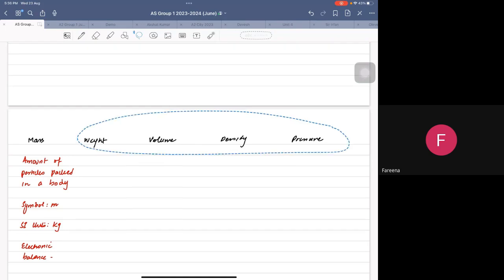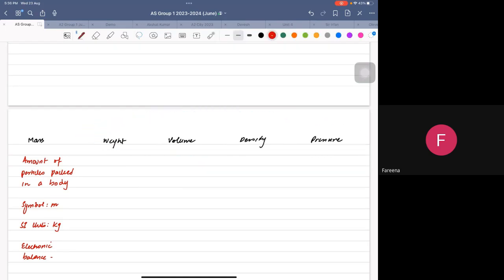Let me move this a bit to that side. Okay. Now, weight is the gravitational force acting on a mass. The symbol of weight is capital W. The SI unit would be newtons, and weight can be found using a spring balance. Spring balance, the other name is Newton meter. All right.